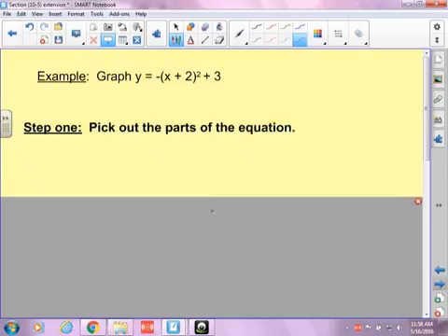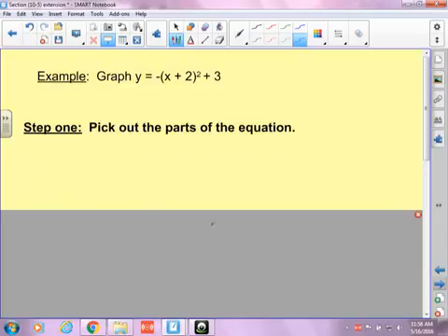First of all, we're going to pick out the parts. So I'm going to pick out the a. The a is what? The number out front of the parentheses is? It is -1. That is correct. Now, granted, there's no number there, but because that negative is there, it's assumed it's a -1.